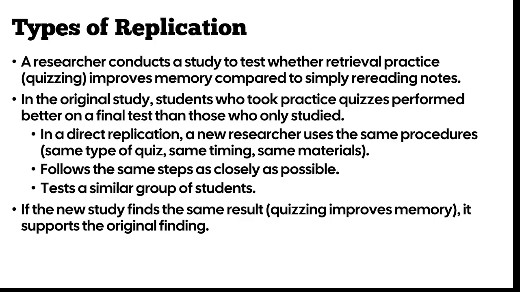So now we're following the same steps as closely as possible, and we're going to test a similar group of students. Obviously, we don't test the same group, right? But I want to use the same kind of group, same parameters, same age, same grade level, whatever I'm looking at. And if my new study finds the same or similar result, and the result we're looking for here is that quizzing improves memory, I have support for that original finding.